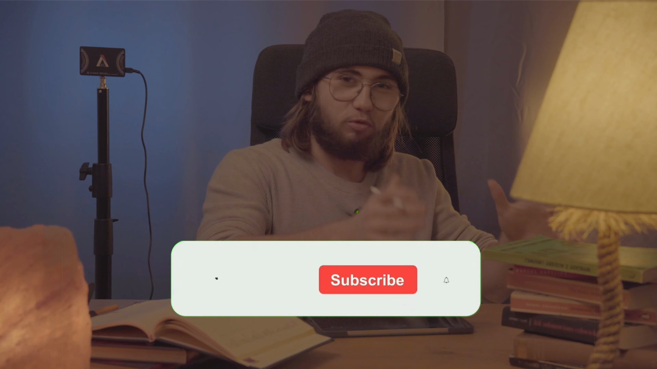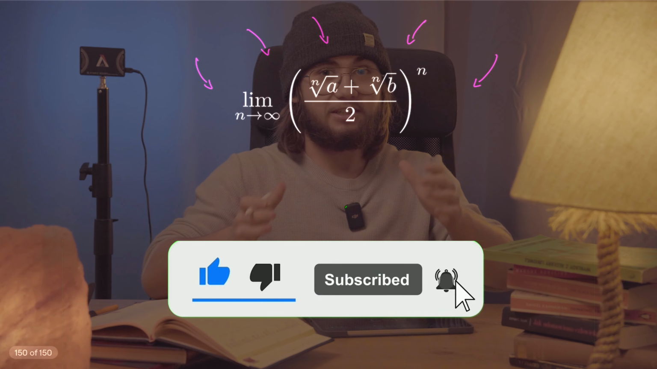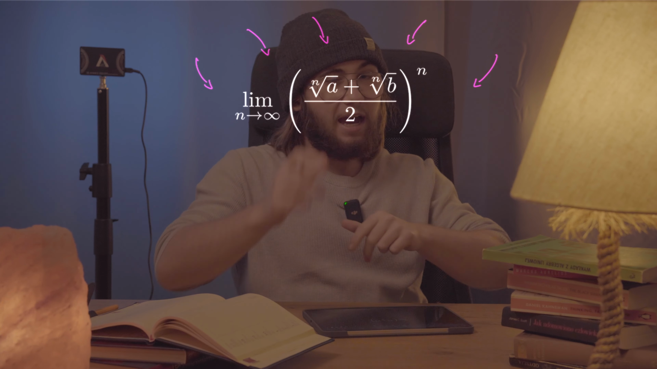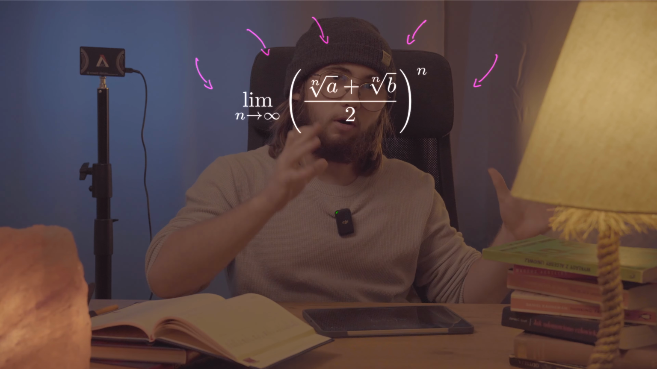Okay guys, so let's get straight to the limit. We're supposed to evaluate the limit as n goes to infinity of the square of the nth root of a plus the nth root of b all over 2 and all to the power of n.